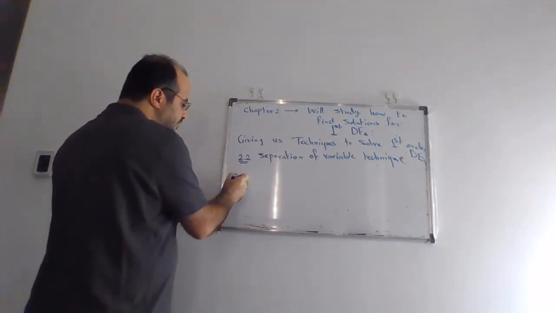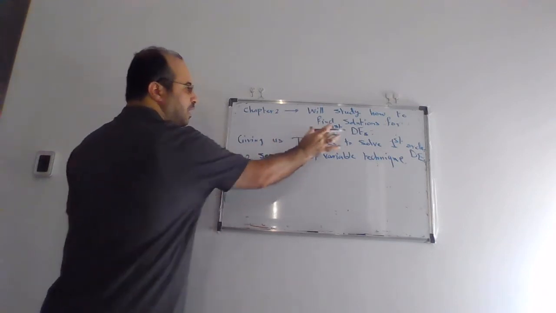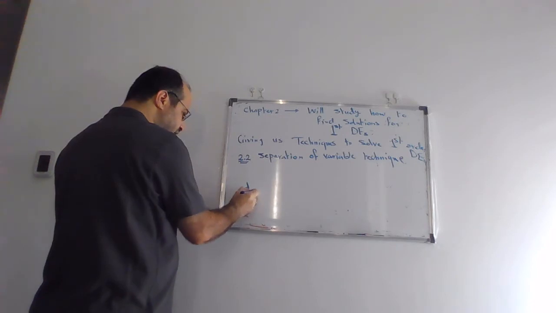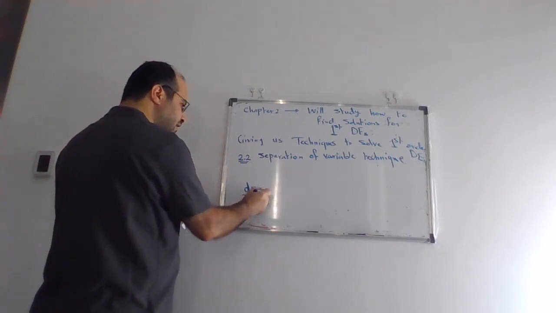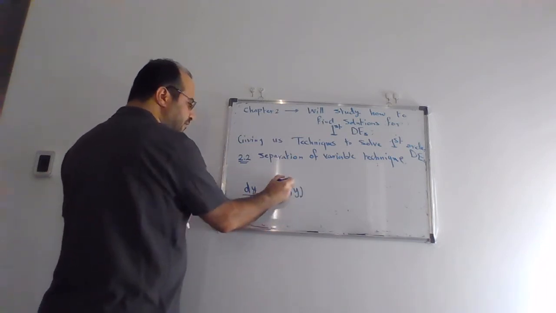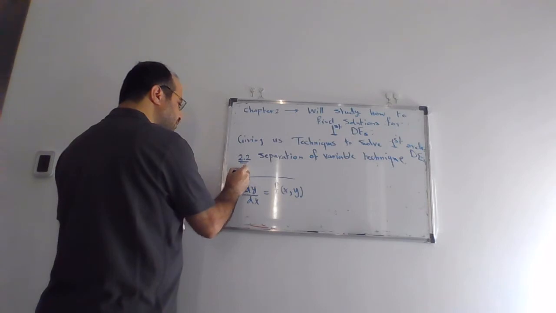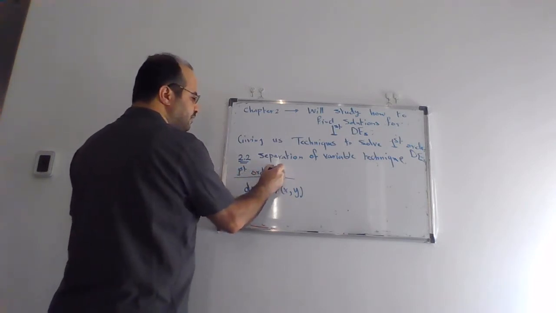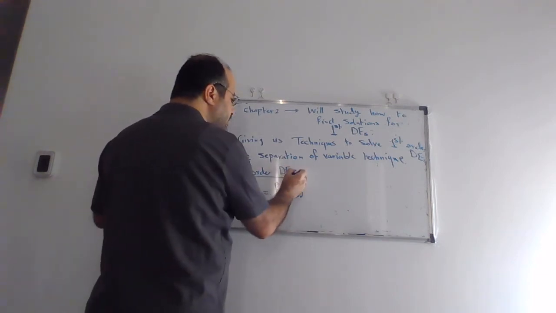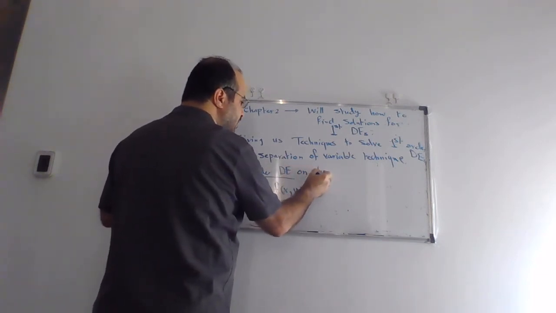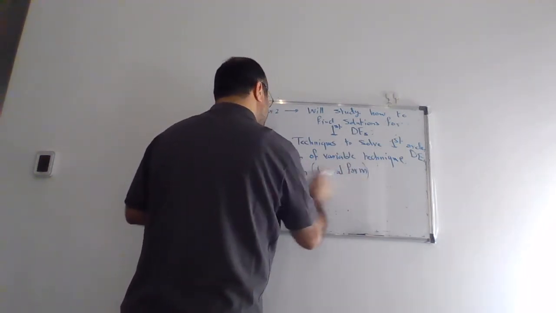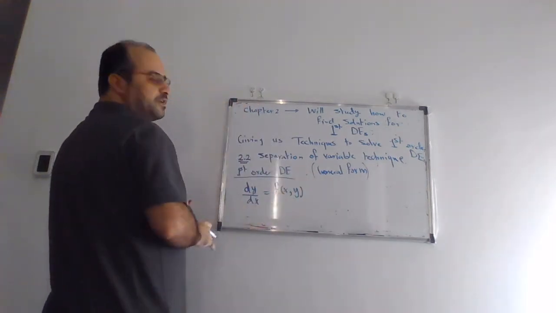Yeah, so let me start with a first order differential equation. This is a first order differential equation, dy over dx equals f of x and y. This thing is called the general form for first order.